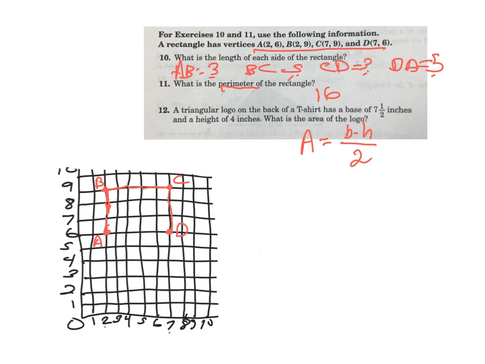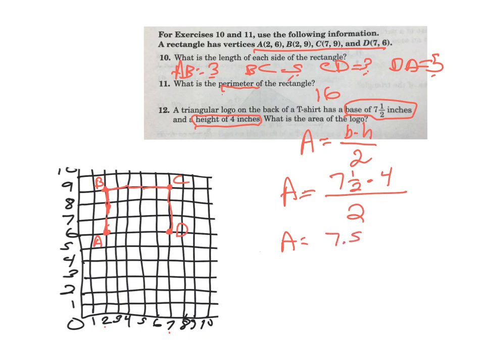Okay. Now that you've done this one, let's do it right together. Triangular logo on the back of the t-shirt has a base of 7.5 inches, and it has a height of 4 inches. So area equals base, 7.5, times height of 4, and then I'm going to divide that by 2. Because 1/2 is 0.5, in this case, I'm going to make it into a decimal. 7.5 times 4 divided by 2.